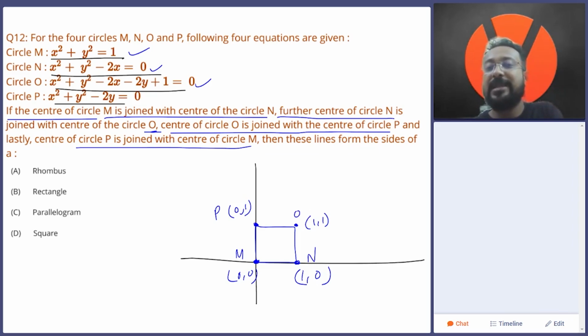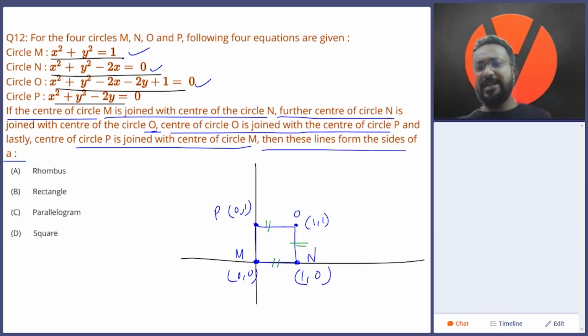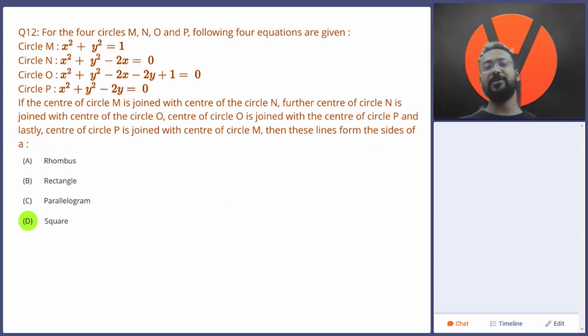We get a figure. They are saying these lines form the sides of a what? Come on, tell me. Is it a tough question or what? Sir, all 4 sides are equal. Hence, initially it will be a rhombus, but these angles are 90. Hence, it cannot be a rhombus. It will become a special case of a rhombus that is a square. So I think B is your correct answer.